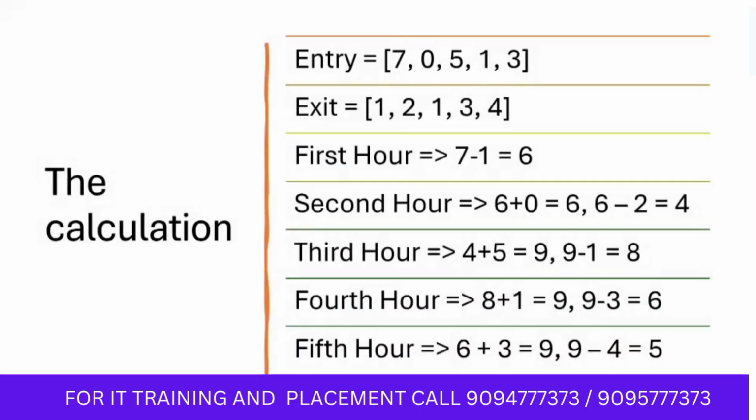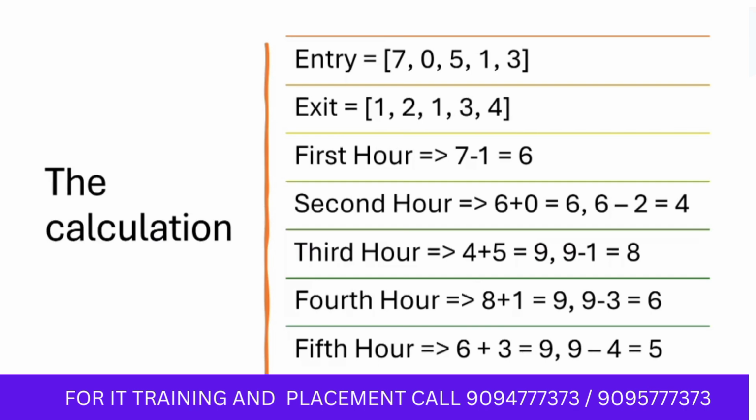Now, in the first hour, we have 7 guests coming in and 1 guest leaving. So we have 7 minus 1, 6 guests at the beginning of the second hour. Then we have 0 guests entering at the second hour, but 2 are leaving. So we will have 6 minus 2, 4 guests at the beginning of the third hour.